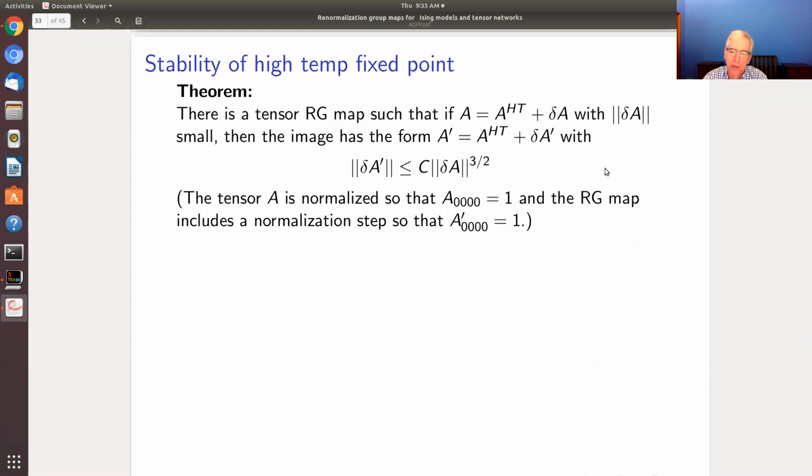There are some other things that come out of the proof that weaken the result, so to speak. And I should mention that we're always normalizing our tensors so that this 0, 0, 0, 0 component is 1. So if you do Wilson-Kadanoff maps, there'll be a constant term in the Hamiltonian, which of course you might as well take out as you iterate the map. Otherwise your Hamiltonian will grow. Similarly here, you can take out a scalar multiple at each step of the map to keep it normalized, so to speak.